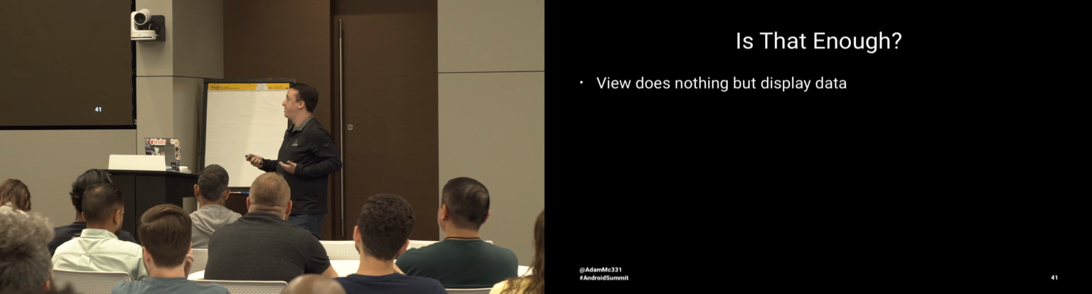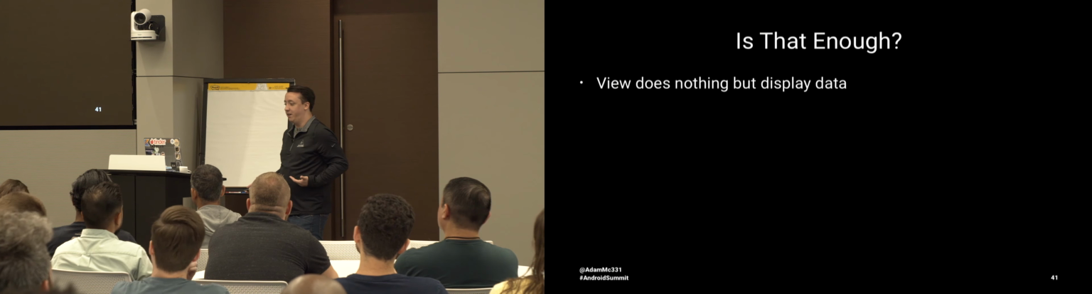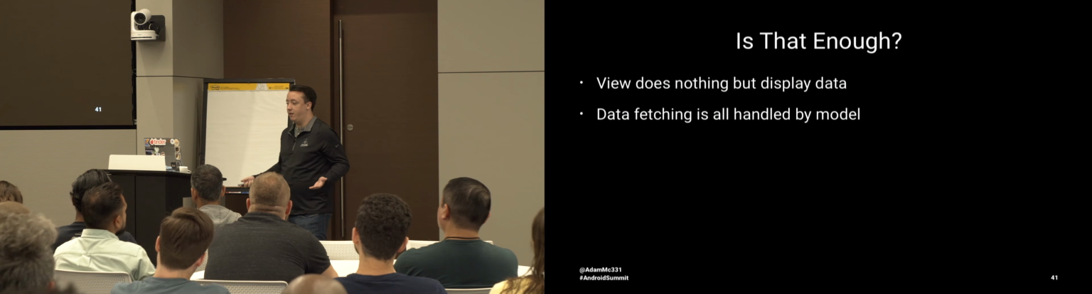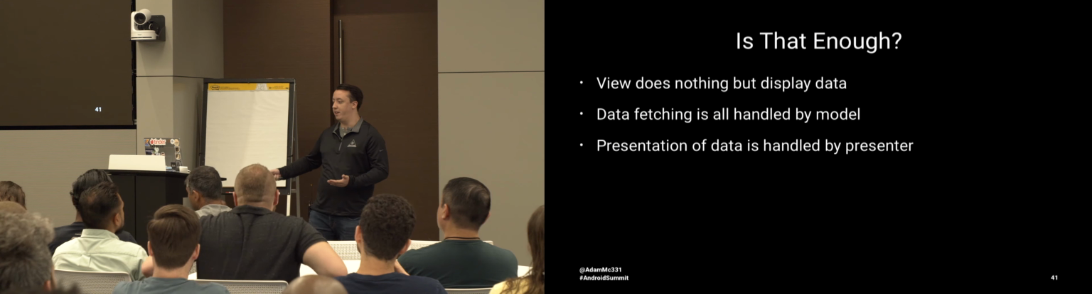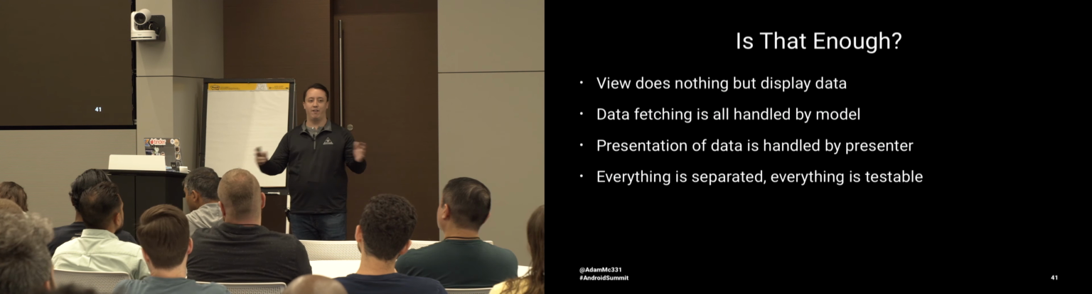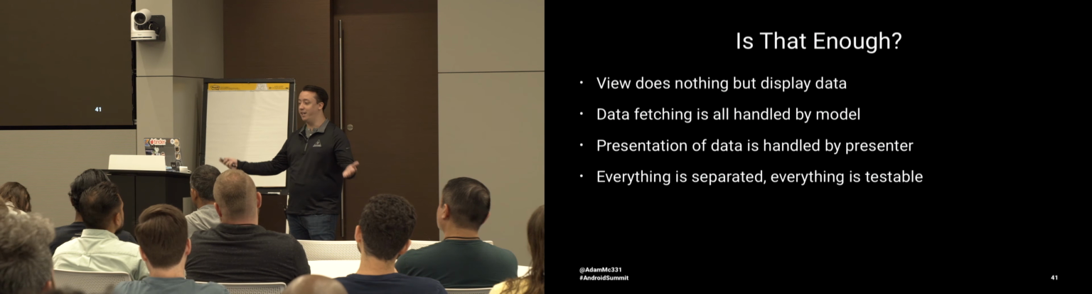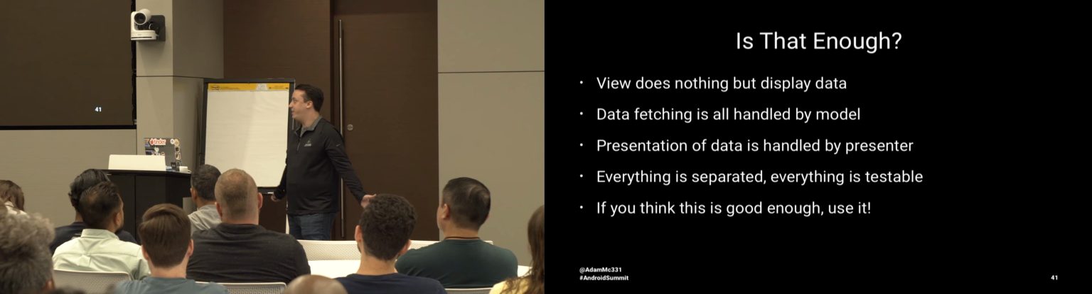All right, MVP was actually pretty easy to walk through and set up. So it's worth asking the question, is this enough? Because our view does nothing but display data, which is good. Data fetching, all handled by the model. Presentation of data is handled by the presenter, which means all of our concerns are separated. Everything is unit testable. So honestly, if you think this is good enough, use it.